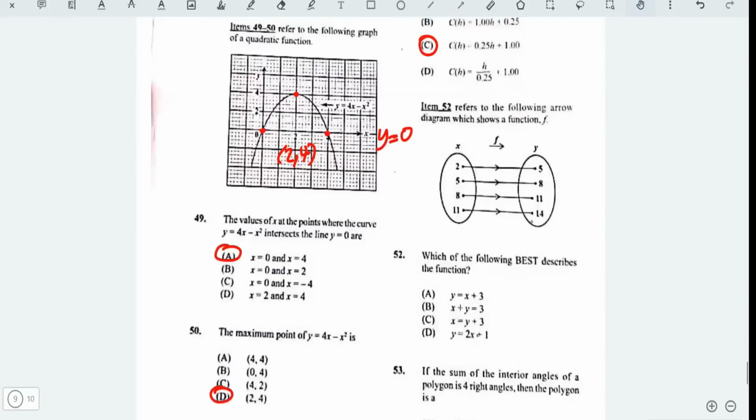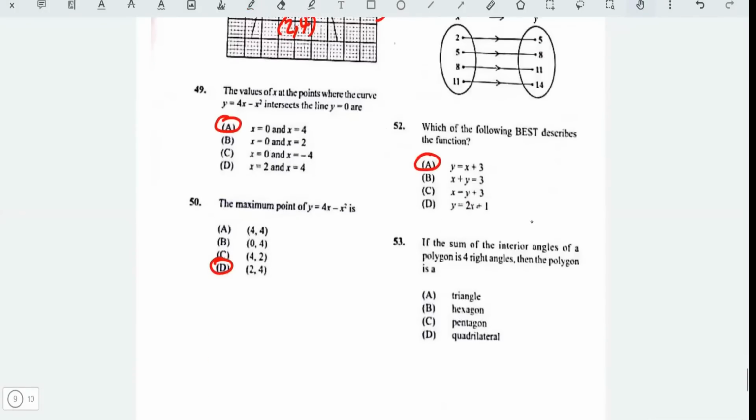Number 52, which of the following best describes the function? 2 plus 3 is 5, 5 plus 3 is 8, 8 plus 3 is 11, 11 plus 3 is 14, and so y must be x plus 3. Clearly, whatever x is, you add 3 to x. That's option A. Nice. If the sum of the interior angles of a polygon is 4 right angles, then the polygon is a quadrilateral. Because 4 times 90 is 360. 360 is a quadrilateral. Okay, nice.